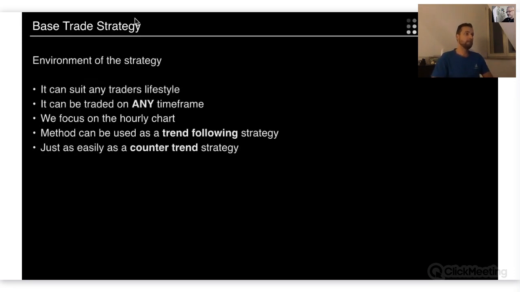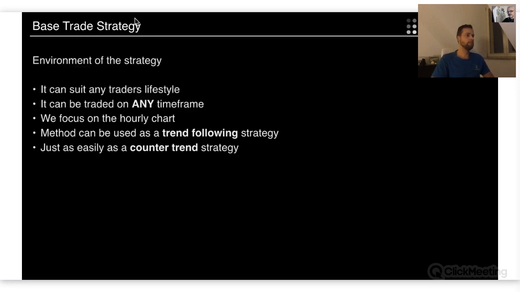The base trade strategy environment: it can suit any trader's lifestyle. What is meant by that? You can trade it on any time frame, from a minute chart to hourly chart, daily chart, weekly chart, monthly chart. It works on every single time frame and on any single asset, so on commodities, shares, stocks, bonds, and so on. We will focus in this lesson only on the hourly chart, and we think the hourly chart and the daily chart are maybe the best to apply this strategy.